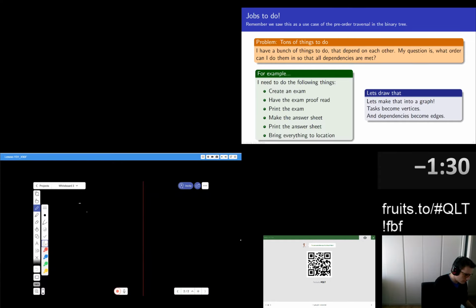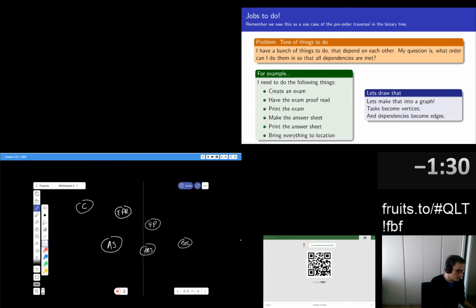So we have the task, create exam, I'll just call it C. Then I need to have the exam proofread, exam proofreading. I need to have the exam printed. I need to make an answer sheet. I need to print the answer sheet. And I need to bring everything to the location. These are the tasks I have. Now let's add the dependencies between them.